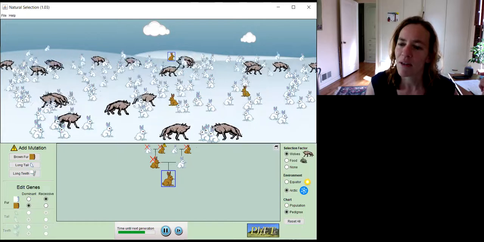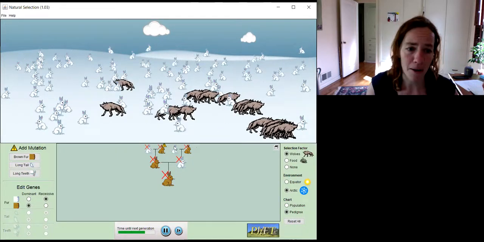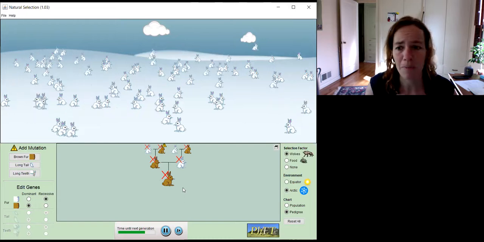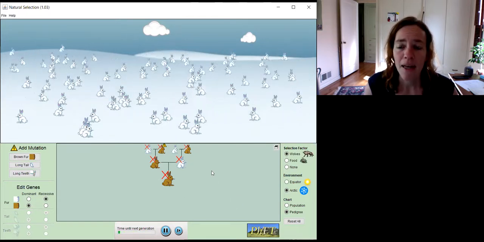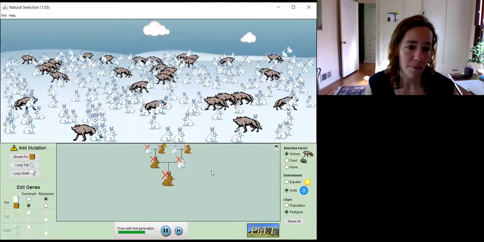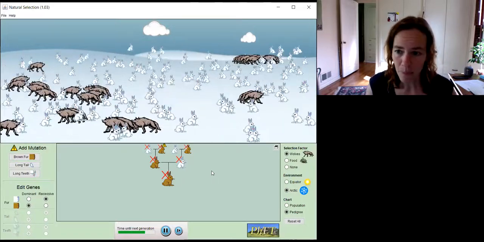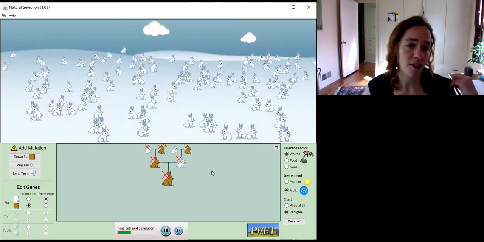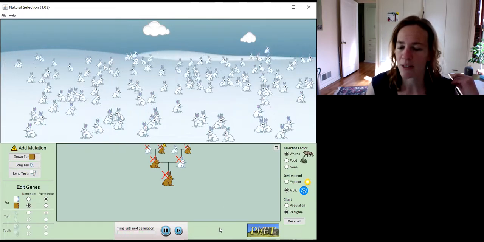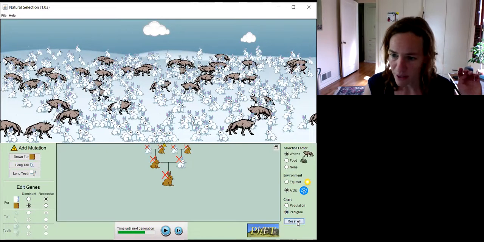You notice that every generation so far, there are still a few brown bunnies being born. That gene is still in the population. They just seem more likely to get eaten. Over time, it's possible that gene will go away from the population because all of the ones that ever had that gene had been eaten. So we're starting to see generations with fewer and fewer of the brown genes. All right, let's pause it and start over.